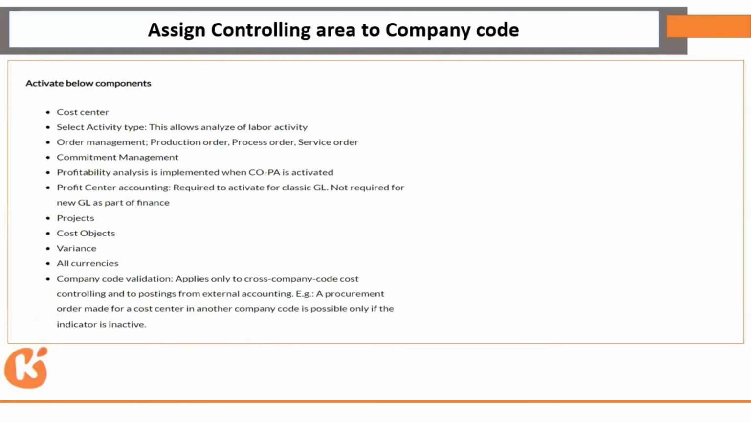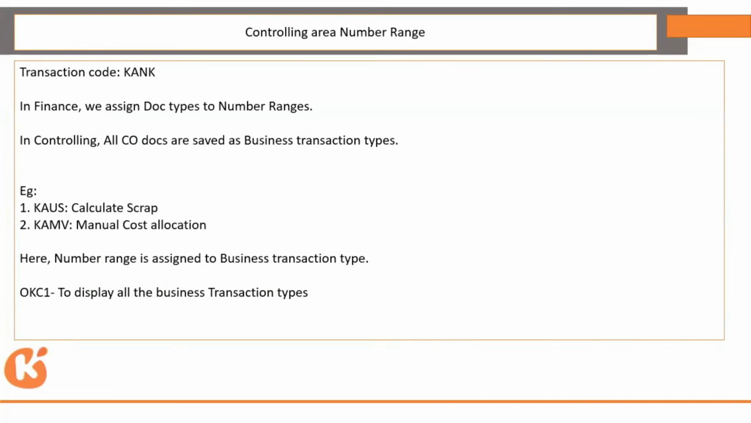A few of the components which we have to remember to activate are activity types, cost center, order management, commitment management, profitability analysis, and other segments. Once we activate this, what we have is number ranges. For any controlling document to have a certain number range, we need to assign number ranges to the business transaction types. Just remember, in finance we have document types, but here we have business transaction types. We have multiple business transaction types, for manual allocation, settlement, calculation of scrap, all with a 4 alphanumeric character code, which you can find using the transaction code OKC1.